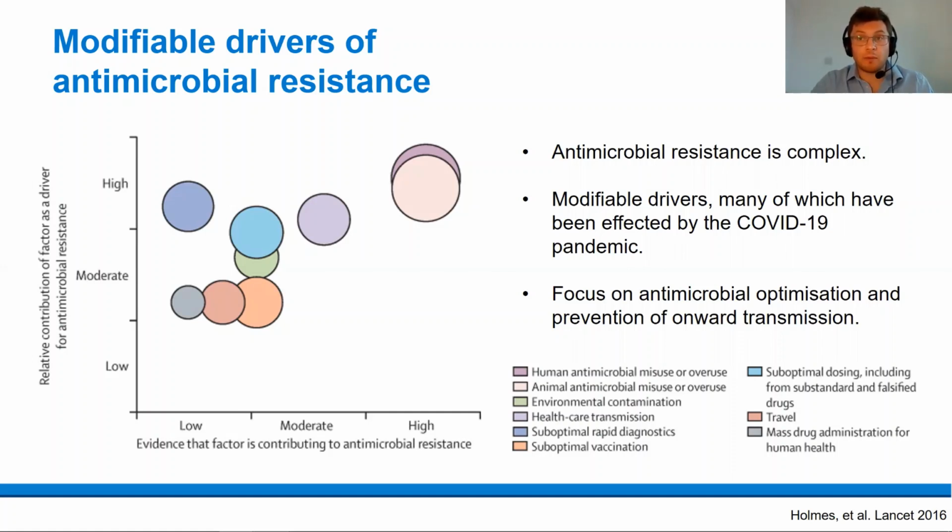And there was a publication a few years ago now from Alison Holmes and her group, which essentially demonstrated the relative contributive factors of different drivers to the development of resistance and the evidence that these were actually a major issue. And some of the things here are incredibly relevant to what we'll be discussing today, particularly in terms of misuse and overuse of antimicrobials within humans, healthcare transmission, some issues around diagnostics, as well as potentially some positive issues around the impact of travel and social contact on the transmission and development of antimicrobial resistance.